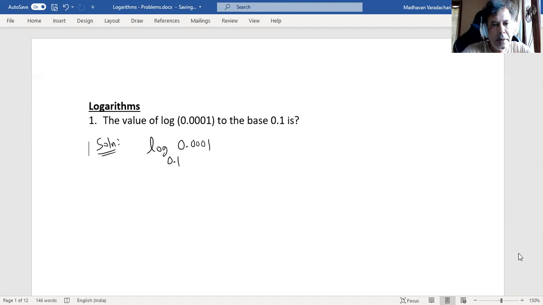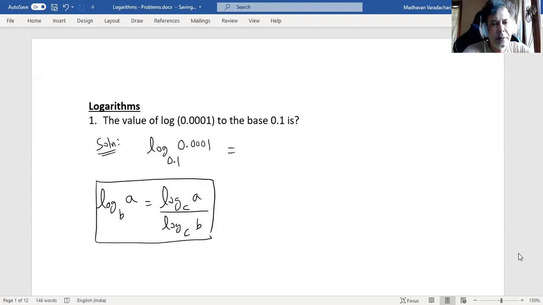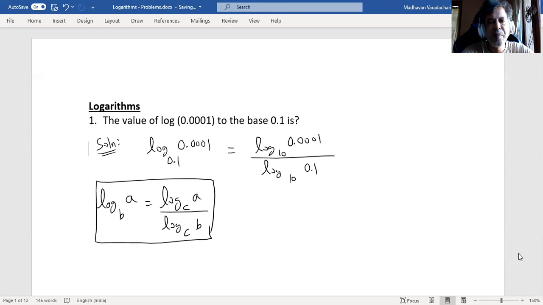Now, there is one more thing which we can understand. Log of a to the base b can be written as log a divided by log b with a common base, let us say c. We will be using that here. So I can write this as logarithm of 0.0001 divided by logarithm of 0.1. Let me have a common base 10. Generally, if nothing is specified in the logarithm, it is considered to be of base 10.